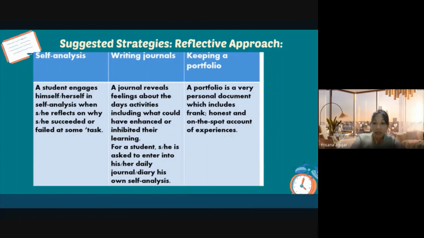The reason why we ask the students to make a portfolio in our subject is for them to compile their performances, their written works, summative tests, and the results of their performance tasks as well.